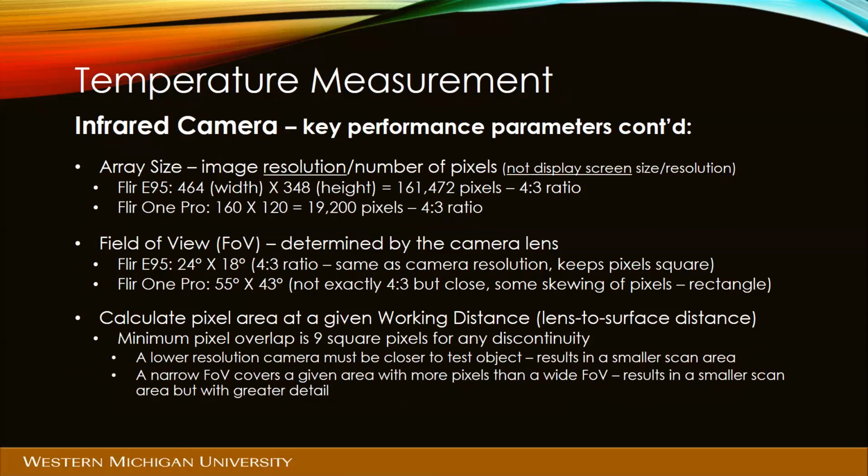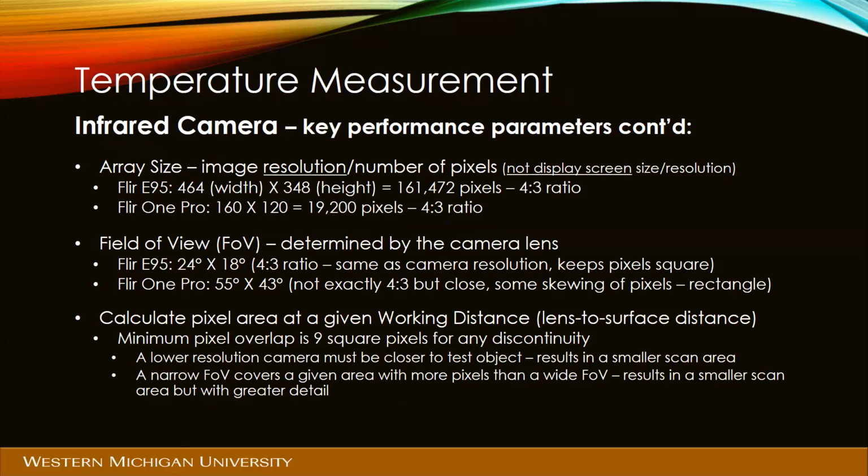The FLIR One Pro is 160 by 120, so you can see it has a lower resolution, fewer pixels by roughly an order of magnitude of 10, 19,000 instead of 161,000. What it means is you can still do imaging the same, you just may have to get closer. We'll figure out how far you have to be for a given resolution and a given expected flaw size. The field of view is determined by the camera lens.